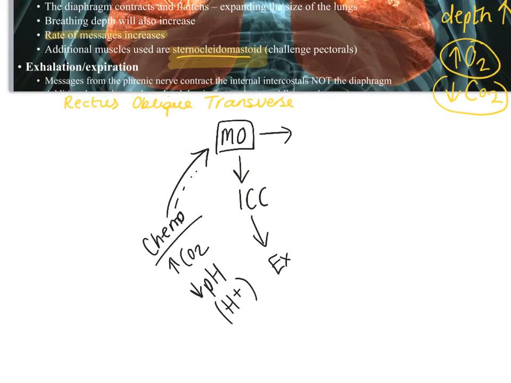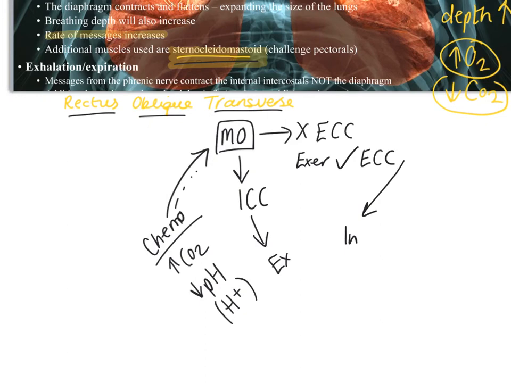If we are at rest, no messages are sent to the ECC. If we are exercising, then we do get messages to the ECC, and they send messages down to the internal intercostals to contract and lower the ribs to force the air out. When we're exercising, we always use the additional skeletal muscles, which were the sternocleidomastoid, your rectus, oblique, and transverse abdominals.